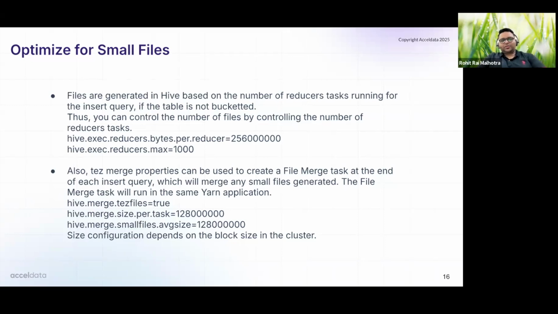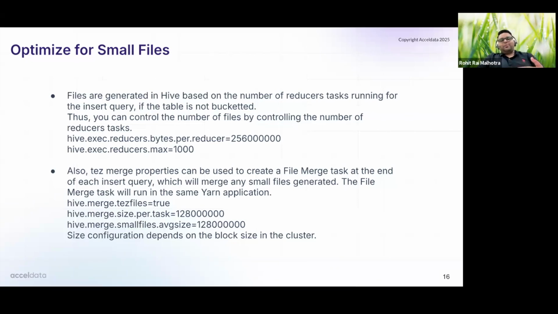As mentioned on the screen, one way to manage it is to manage the number of reducer tasks while inserting the data. Rest assured, we are talking about a non-bucketed table here. In the case of a bucketed table, the number of files is already set. But in the case of a non-bucketed table, whenever you are loading data into a table, it will depend on the number of reducer tasks, the last reducer vertex tasks.